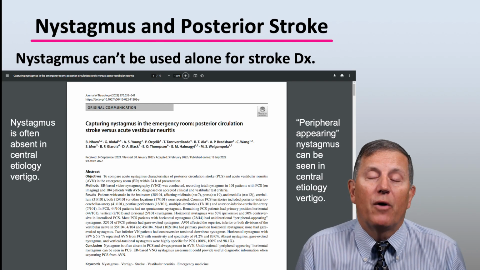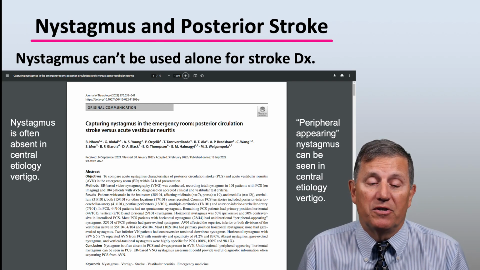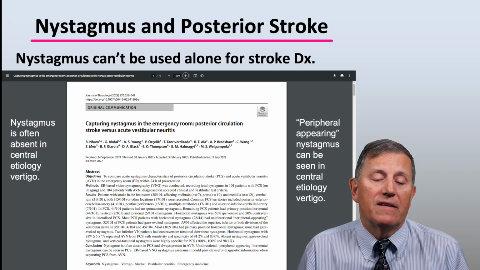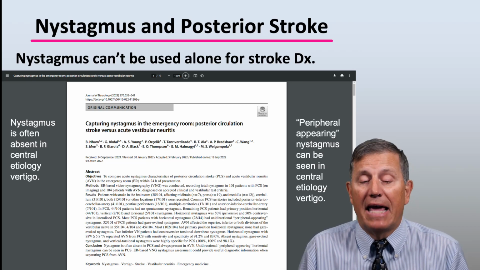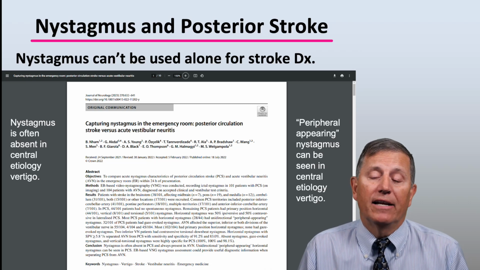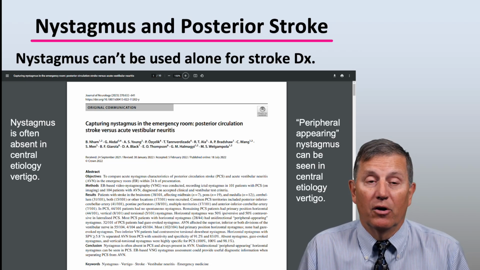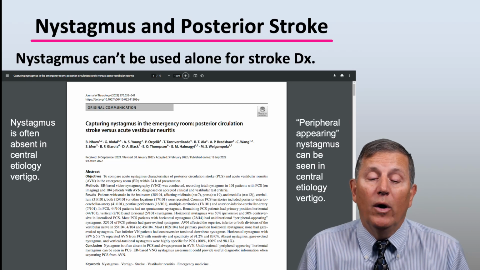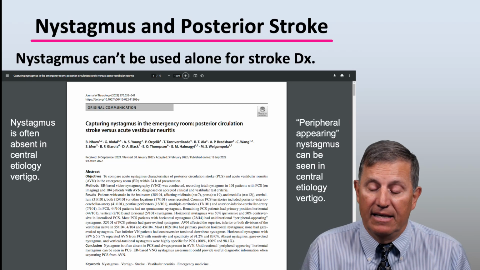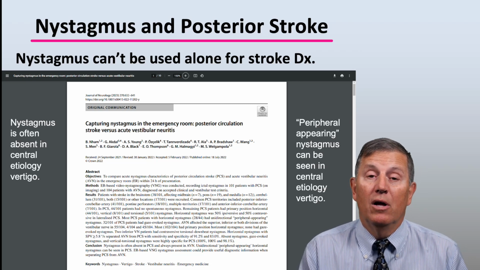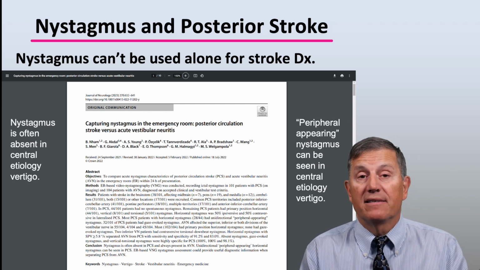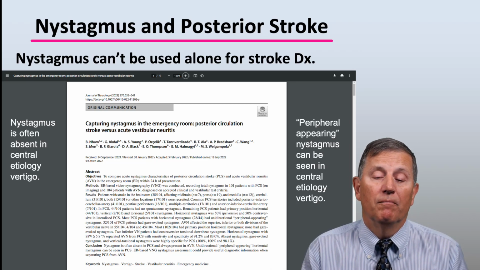Another paper addresses the issue of nystagmus and posterior stroke. And the point of this paper is to say that nystagmus can't be used alone for the diagnosis of stroke. What do I mean by that? Nystagmus is often absent in central etiology vertigo. And we know that peripheral appearing nystagmus can be seen in central etiology vertigo. That's why you do the head impulse test and the test of skew.